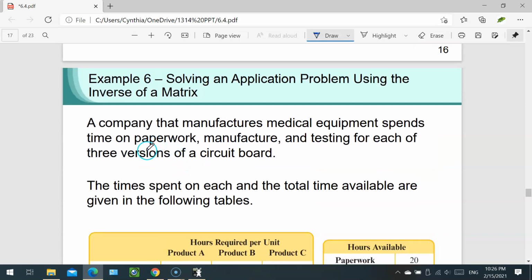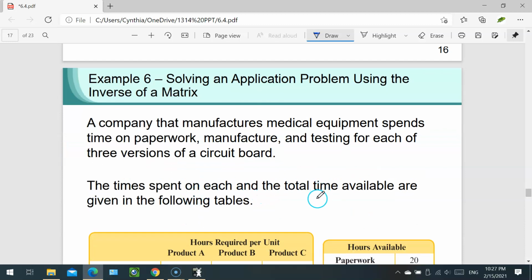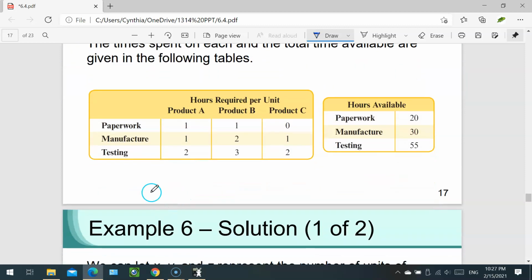Alright, so we look at this example. A company that manufactures medical equipment spends time on paperwork, manufacture, and testing for each of the versions of a circuit board. The time spent on each and the total times available are given in the following table.